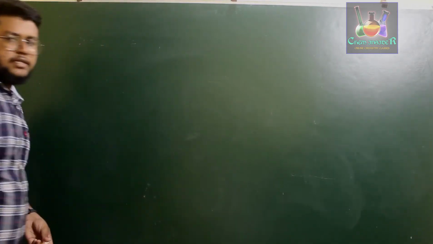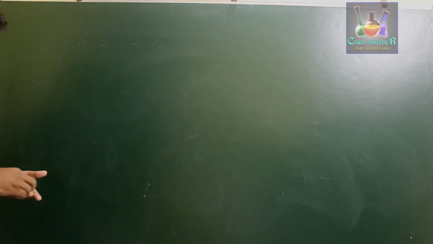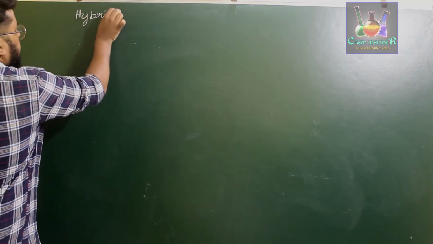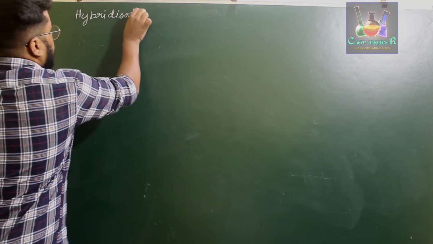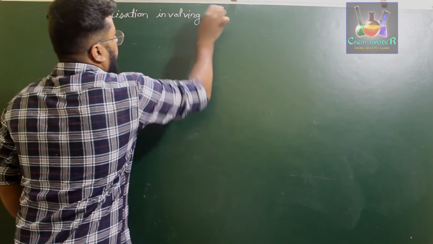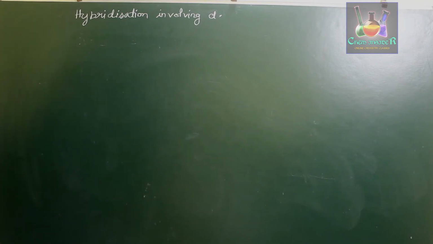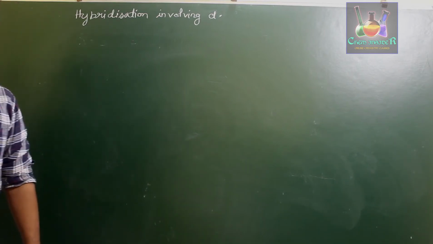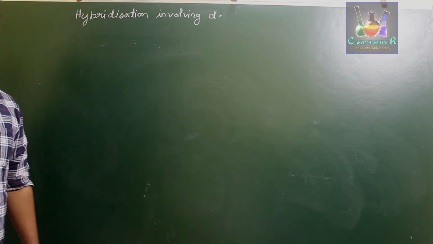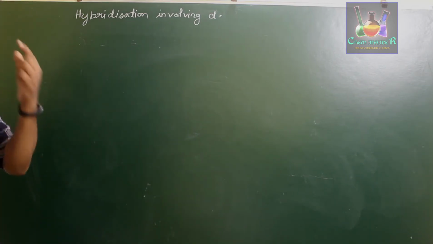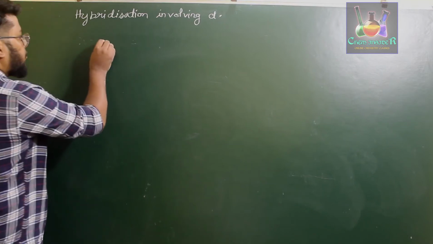So now we'll be discussing hybridization involving d orbitals. As I said, d orbitals, for example of 3d elements, might undergo hybridization along with the 3s, 3p orbitals, or with 4s, 4p orbitals also. So now let us consider certain hybridization types. There are 4 types of hybridization.